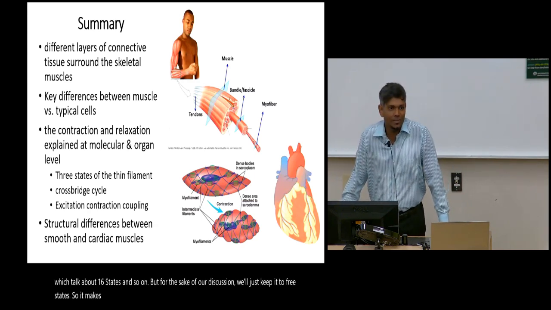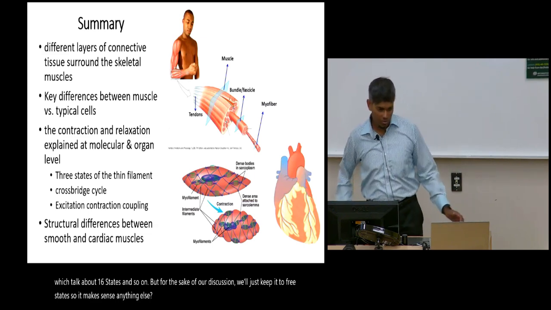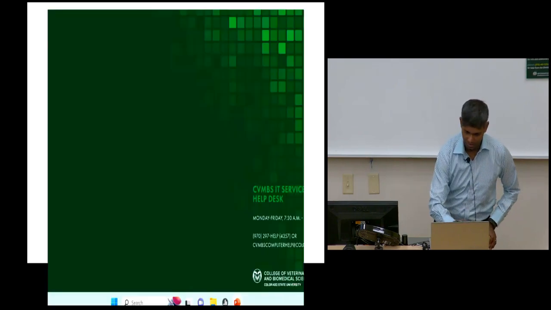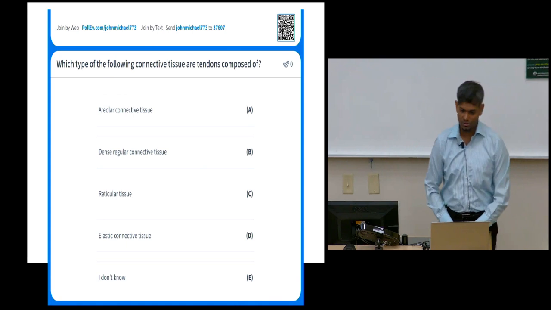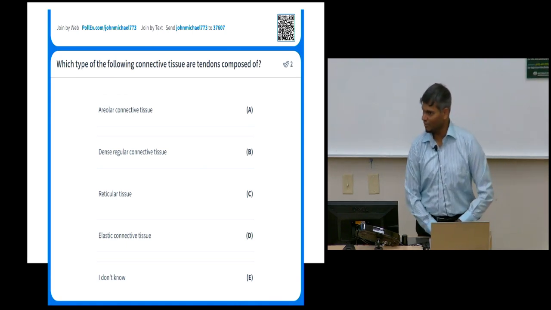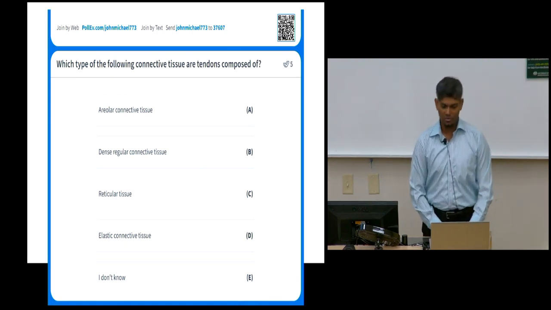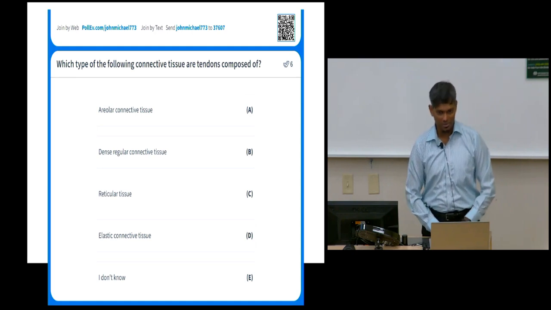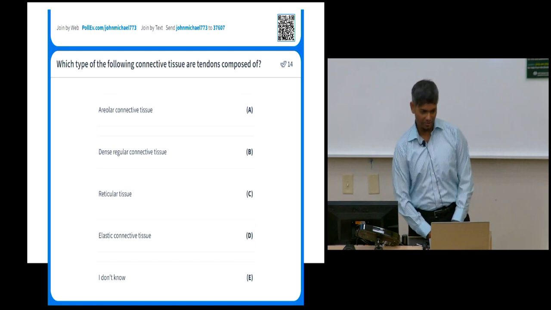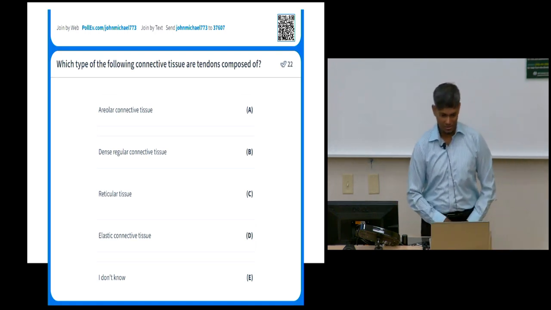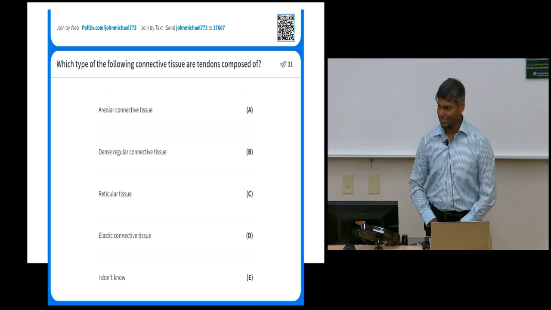Okay. Anything else, folks? Okay, so if you have no more questions for me, let's quickly look at a couple of polar viewer questions. Which of the following connective tissue are tendons composed of? We talked about this yesterday. Some of you gave me the right answer. Let's see if you still remember this. Areolar connective tissue, dense regular connective tissue, reticular connective tissue, elastic connective tissue.